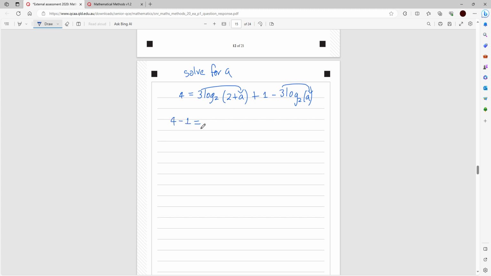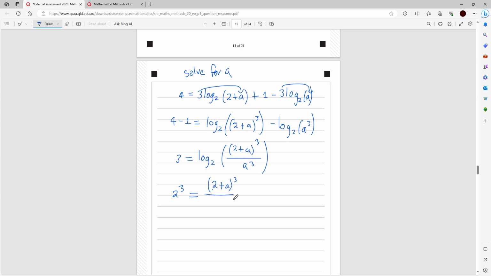So 4 minus 1 is equal to log base 2 of (2 plus a) all cubed minus log base 2 of a cubed, pretty much, okay? What I can do now is this is going to be 3 is equal to log base 2 of, divide by, so we'll have (2 plus a) all cubed, all on a cubed. And then all I've got to do is rearrange this. So I have 2 cubed is equal to (2 plus a) all cubed on a cubed.